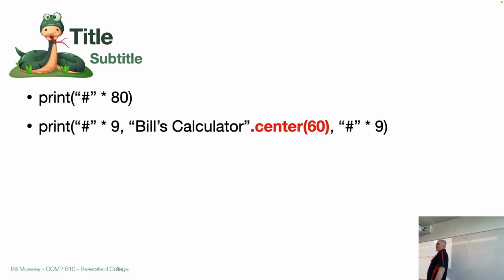How many characters does this add up to? 9 plus 60 plus 9, 78. Why would I do 78 instead of 80 in this? Can you tell me?